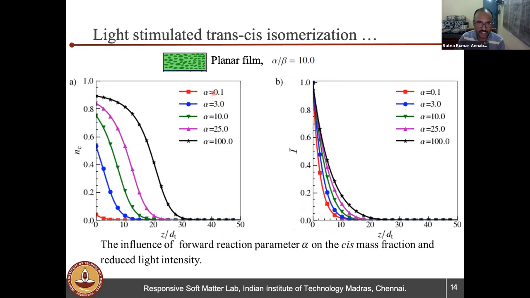So as you increase alpha, you are able to transform more trans molecules to cis molecules more efficiently. As a result, as you increase alpha, you see that the concentration of cis molecules is higher. And on this side, you are seeing the intensity. As a result, the intensity is also high as you increase the forward reaction coefficient.